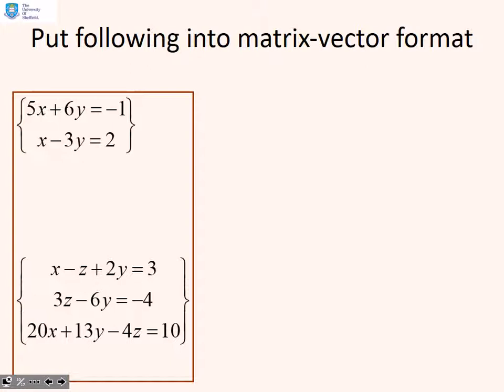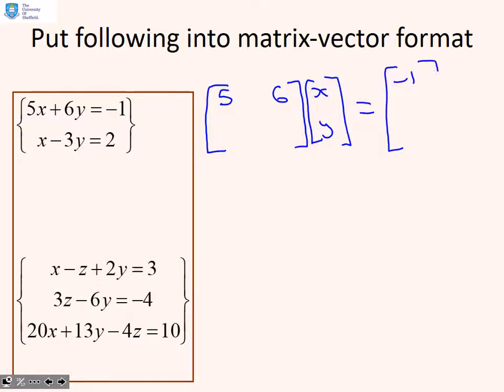So, just a little exercise. Put the following simultaneous equations into matrix form. So we can do this pretty much by inspection. So I just write the coefficients of the equations, 5 and 6, multiplying x and y. So that's the top row, equals minus 1. And then the second equation, x minus 3y. So I get 1x minus 3y equals 2.